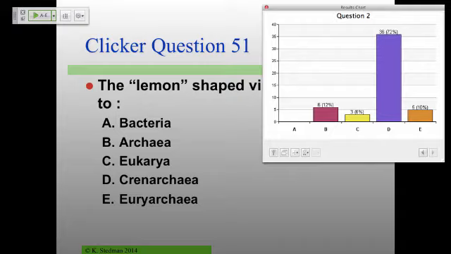And certainly I spent a long time talking about the fuselloviruses. But we also talked about some euryarchaea viruses that have some lemon-shaped particles, so it's maybe not unique to extreme environments, but it's not just unique to the crenarchaea. So unfortunately, the answer for everybody except six of you is B. So it's both eury and crenarchaea that have them.